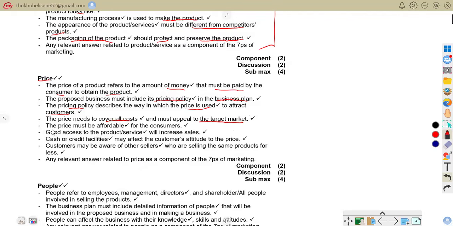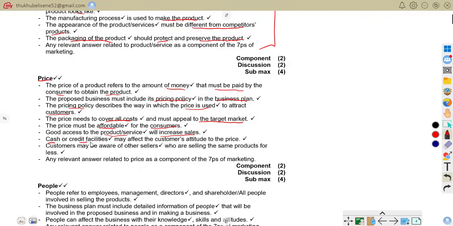The price must be affordable for consumers. So make sure that you put into consideration the affordability of your product. Good access to the product or service will increase sales. So make your product accessible, reachable by customers, as that will increase your sales.